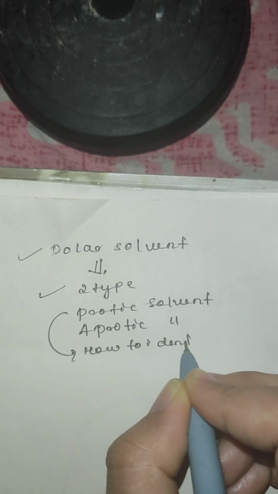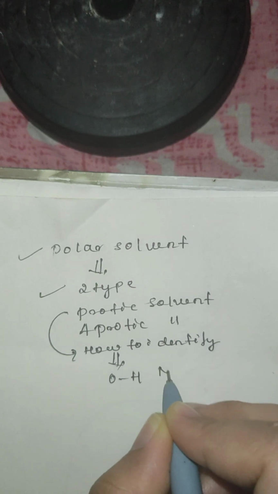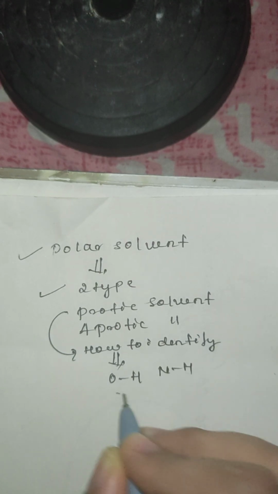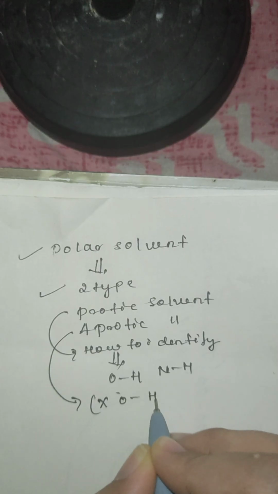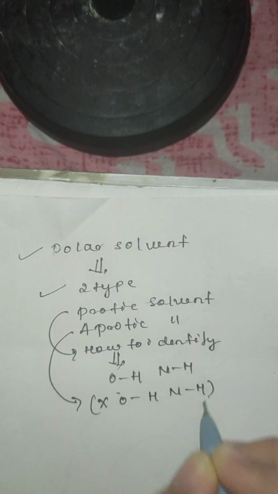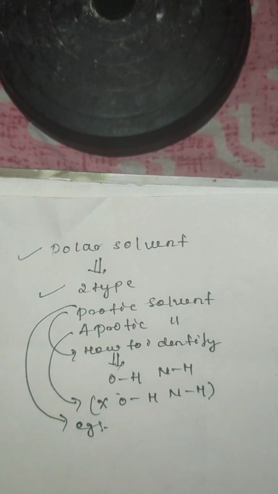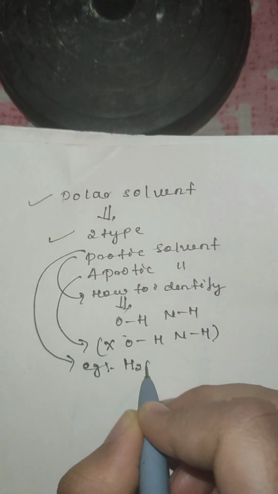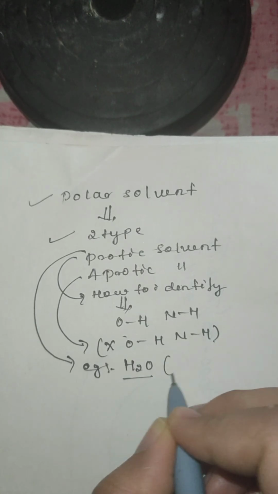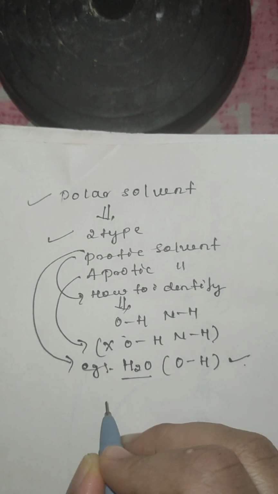Okay, aprotic polar solvent means what? What are the bonds? We have to note that down. A protic polar solvent contains an oxygen to hydrogen bond and a nitrogen to hydrogen bond. Aprotic means it does not contain the oxygen to hydrogen or nitrogen to hydrogen bond. We will discuss simple examples and an easy way to identify whether a compound is a protic polar solvent or an aprotic polar solvent.